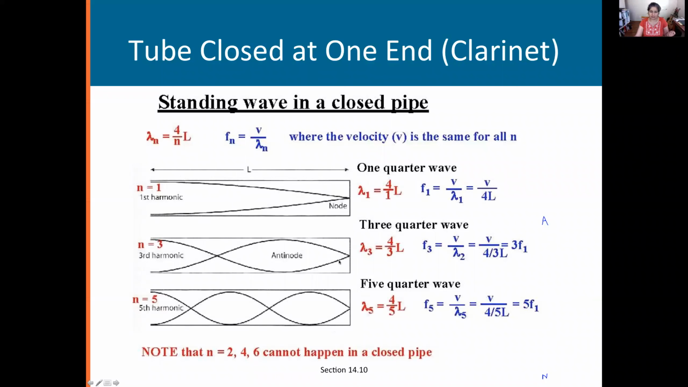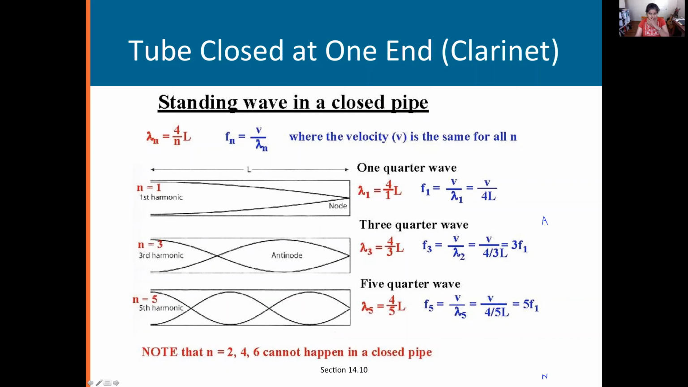Then the next one that you can get if you change your frequency is 3/4 of the wave fitted in here. Only 1/4 is outside. Why does that happen? We're not able to get n equals 2 because we can't get nodes on both sides. This side has to be an antinode. If we just fitted one node, this is where we'd have to cut off, but that won't work. So we have to get an antinode at the open end. So we can't get n equals 2, 4, and so on. You can only get odd multiples of n.